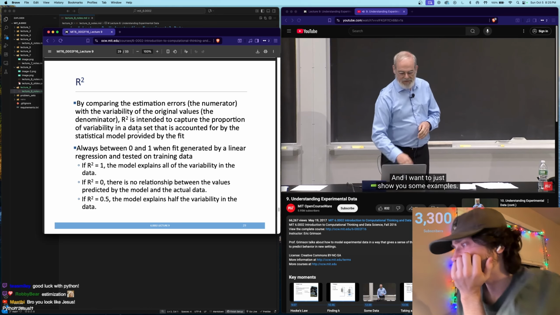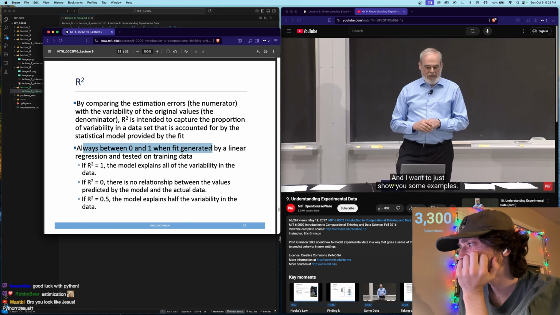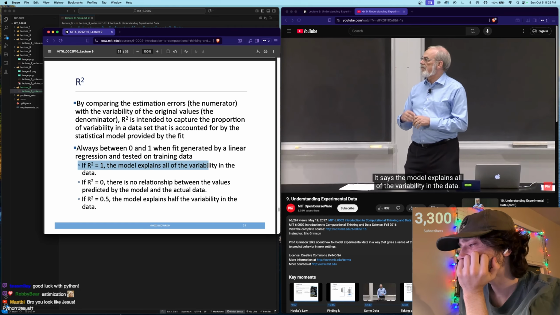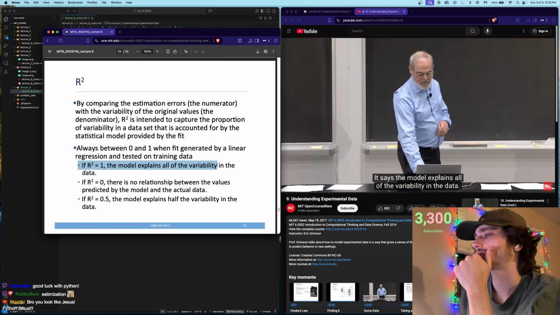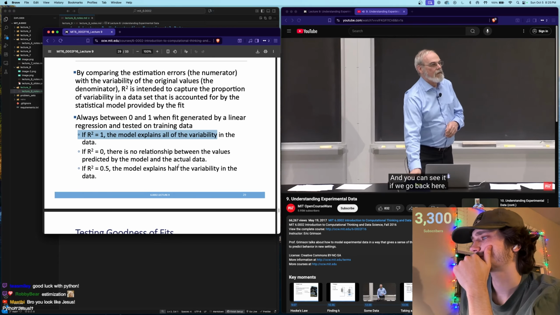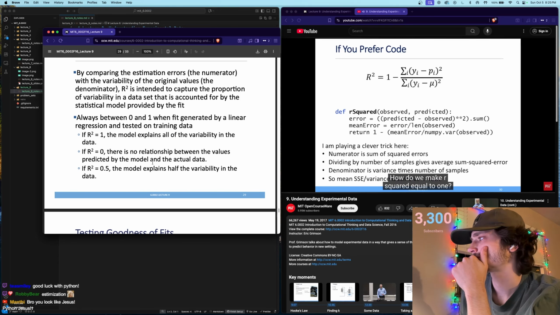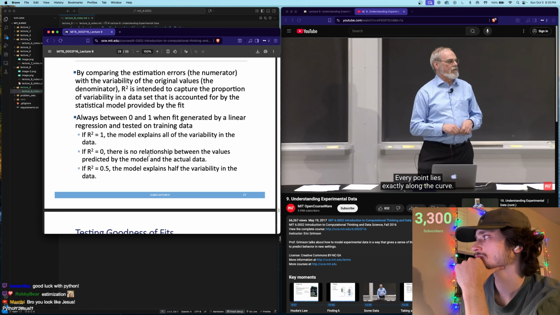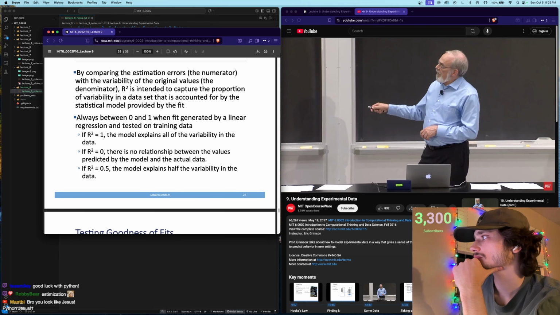And I want to just show you some examples. If R squared is equal to 1, this is great. It says the model explains all of the variability in the data. And you can see it if we go back here. How do we make R squared equal to 1? We need this to be 0, which says that the variability in the data is perfectly predicted by my model. Every point lies exactly along the curve. That's great. Okay?